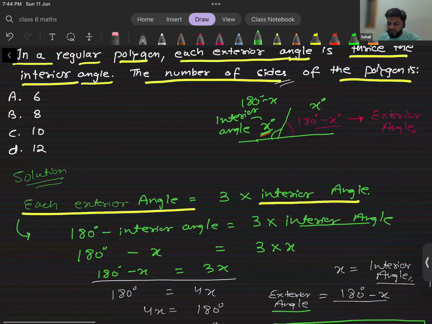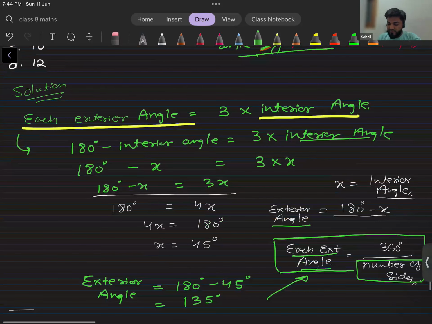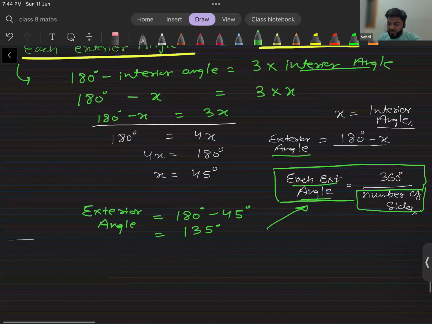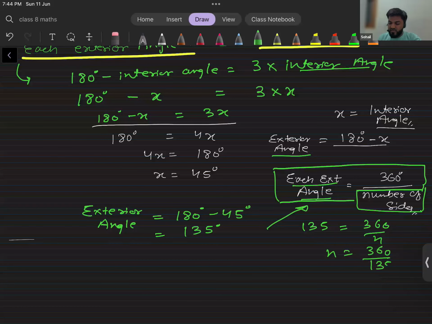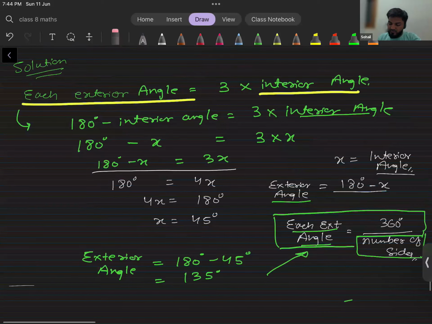Yes. You see, this is what I'm talking about. So 135 equals 360 upon n. If you put it like this, 360 upon 135, that is not going to give you a proper value. So that is the thing we missed here. Okay, so now let's start again from the beginning.